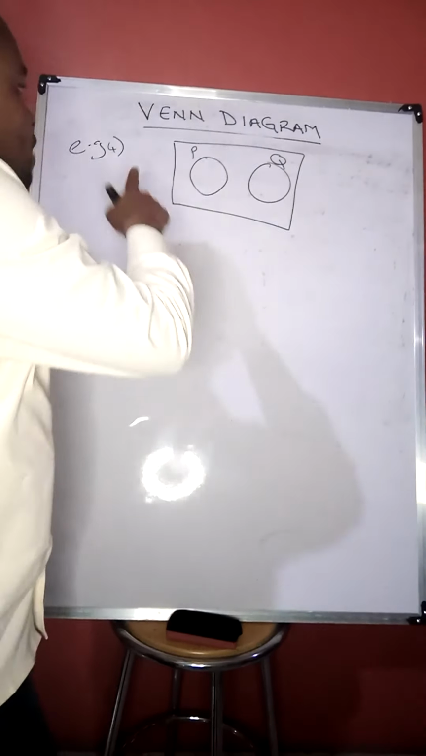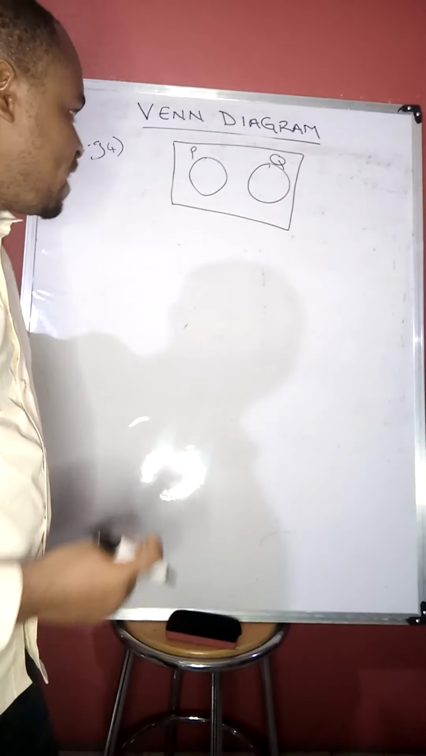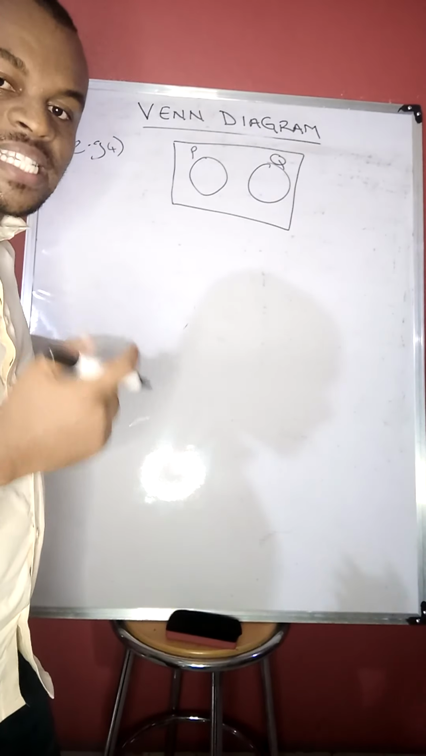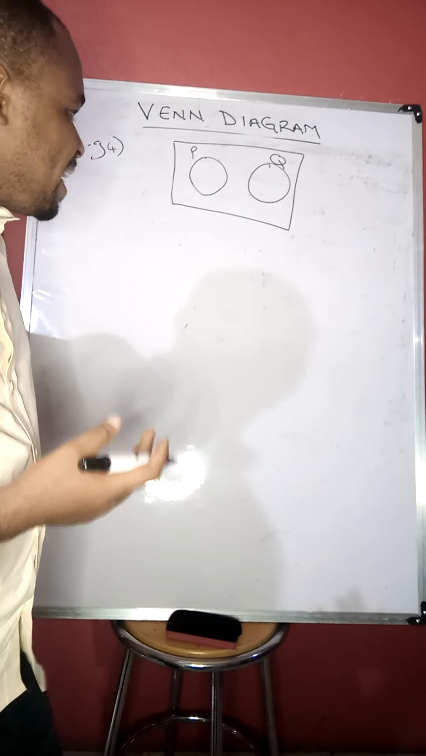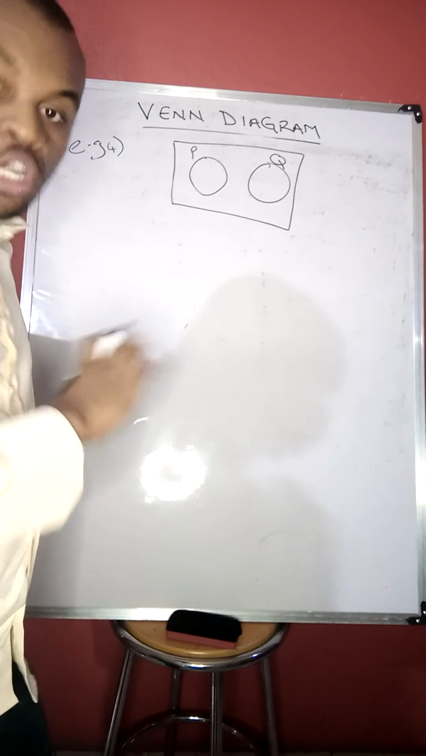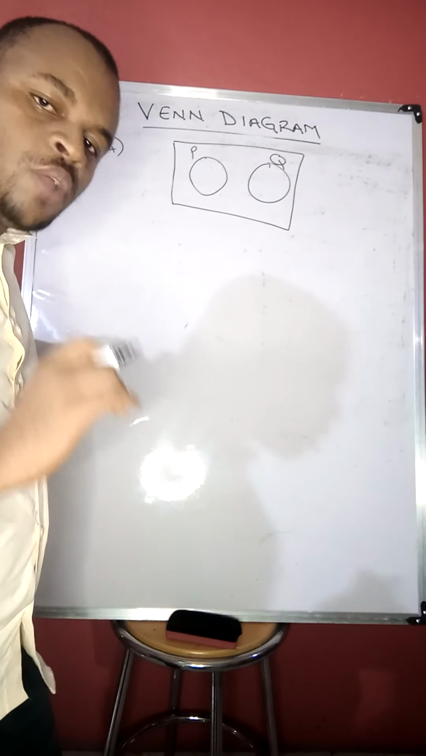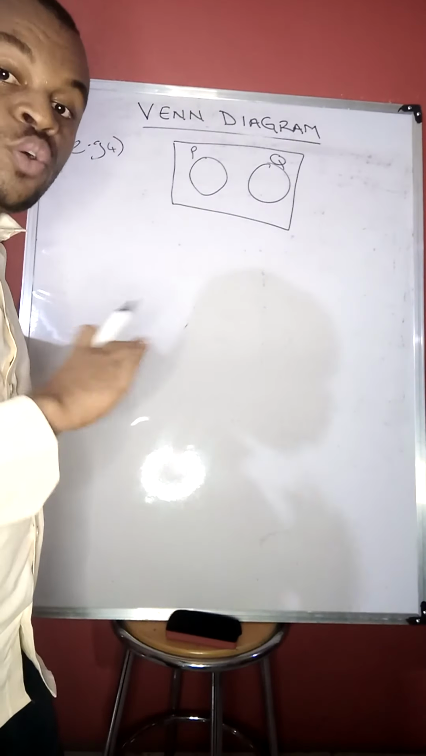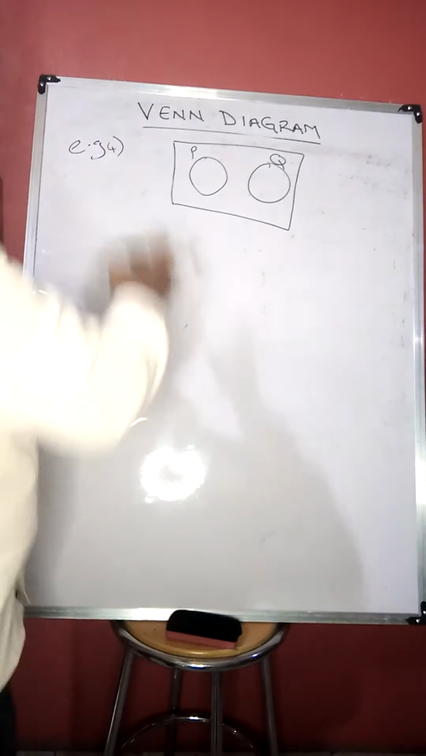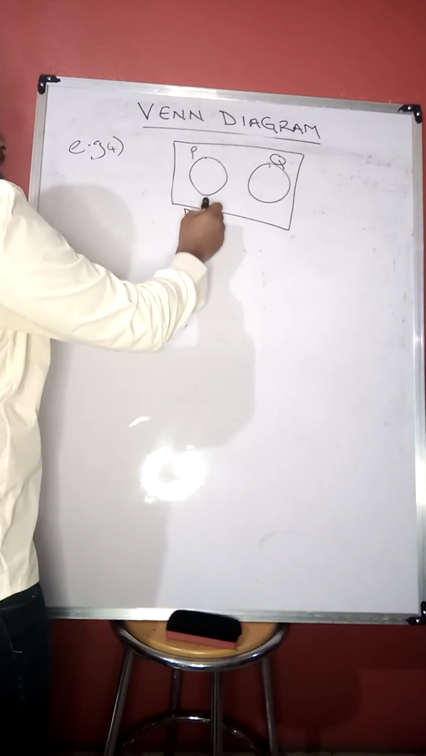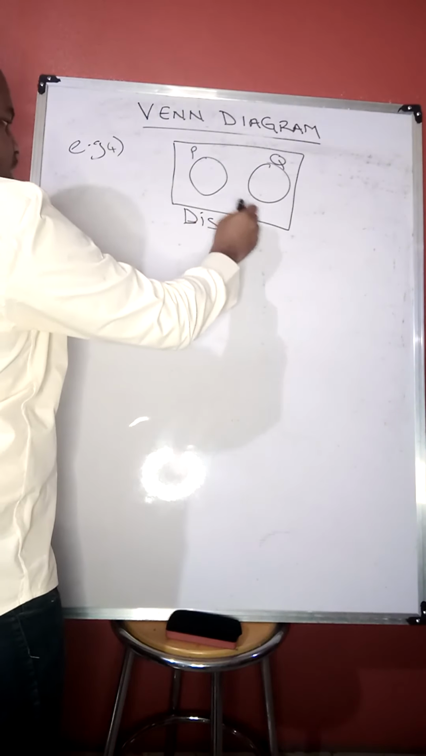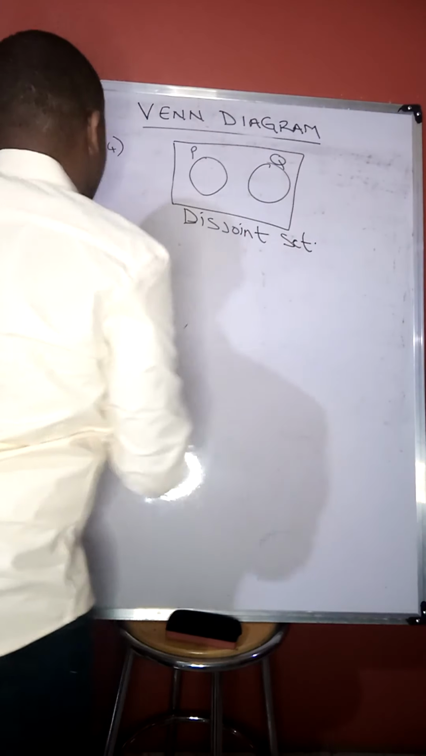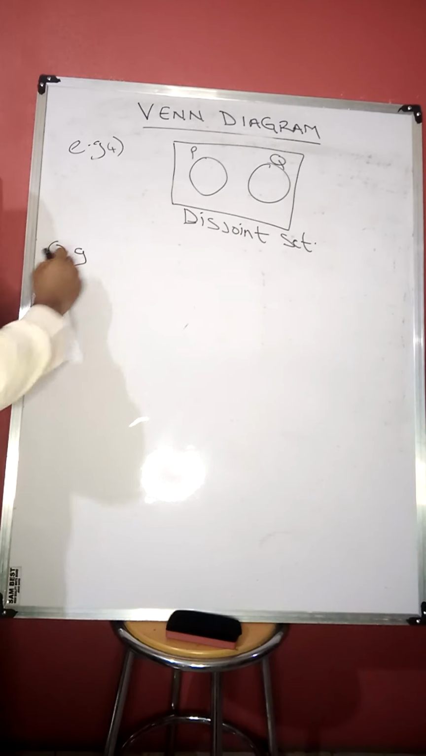Alright, look at this example on the board. We are given a Venn diagram with 2 sets inside, set P and set Q. Now look at this. The 2 sets don't meet at all. Remember when we did disjoint sets in our last class, we said disjoint sets are sets that have no element in common. So this is an example of what? A disjoint set. No element in common. Disjoint set.